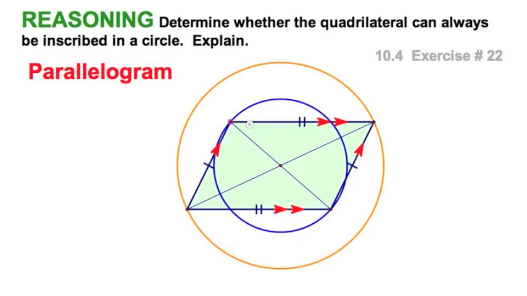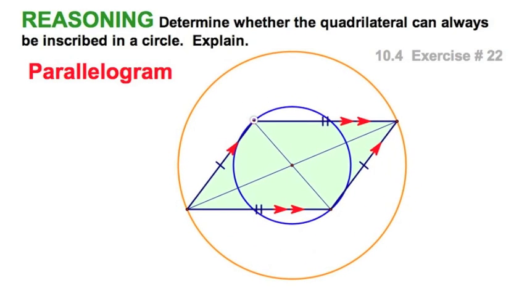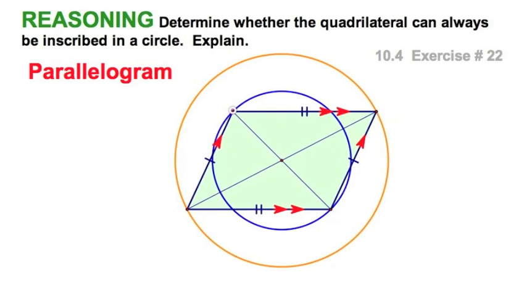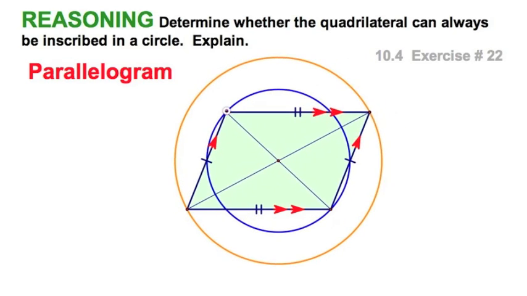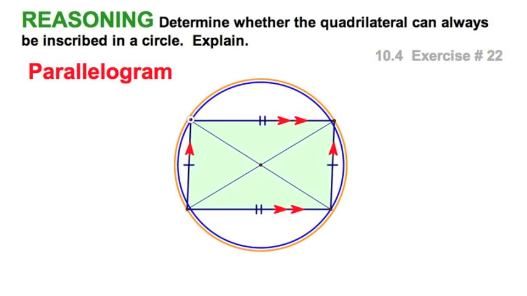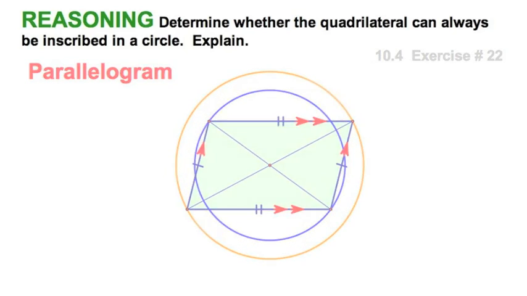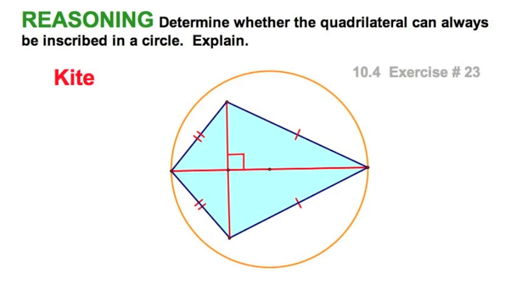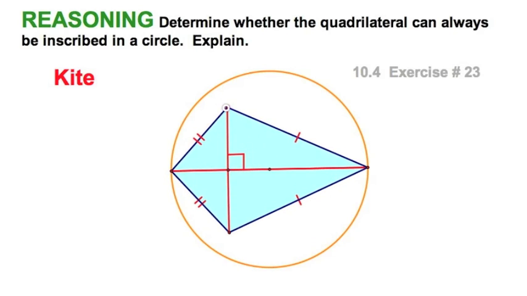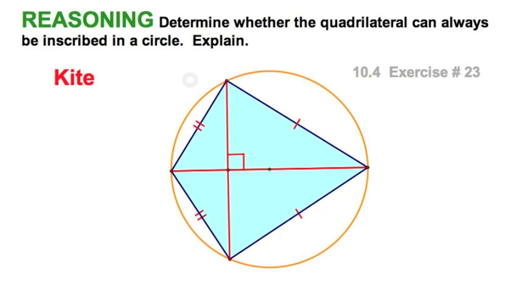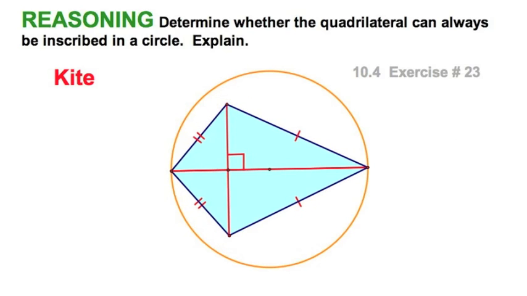Parallelogram, this is going to be my first no. As you can see here, there's no requirement. The diagonals do bisect each other, but they don't have to be congruent. In this special case, it becomes a rectangle. So unless it's a rectangle, it's not. Therefore, I'm going to say no. How about a kite? A kite could be inscribed in a circle, but only in this special case. And in this case, each of these would have to be 90-degree angles, because this must be a diameter. And therefore, I'm going to say no to the kite.